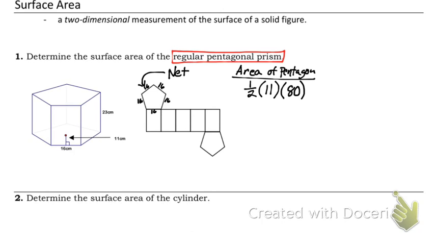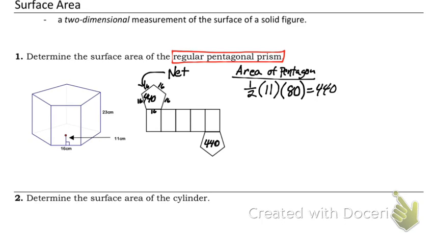And so we're just going to have half of 11 times 80. Well, that's 40 times 11. So that's going to be 440. So each of our pentagons is now 440. What was it, centimeters squared? I'll just leave it as 440 right now because I'm not giving it a total answer.